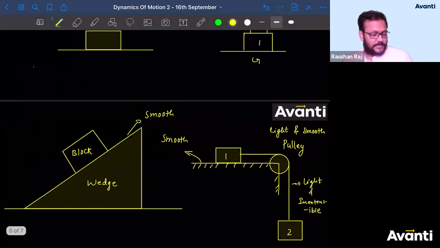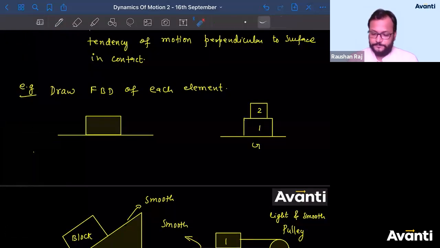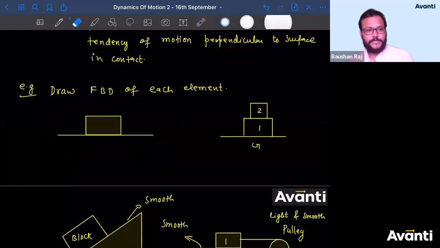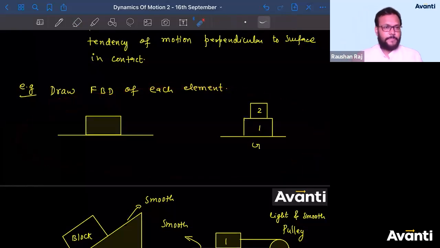ठीक है बच्चा? Guys, how many of you have drawn the free body diagram of this question? कितने लोगों ने draw कर लिया? 8, 9, 10, only 9. अच्छा, how many of you have drawn the free body diagram of these two questions? Click yes. 14, only 14 of you. That's very sad. 19, 20, 21. So let us start with the simplest one.